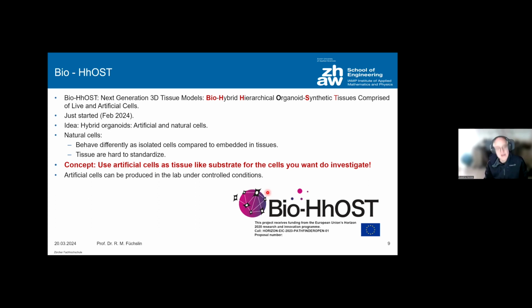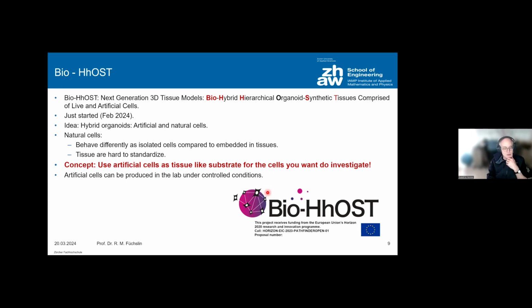Well, you could study tumor cells in a tissue environment, but that is, for another reason, not a very good idea, because it's very difficult to standardize tissues, and that means that the interpretability of your experiments is somewhat reduced. And so the idea of Bio-HhOST is we use our well reaction compartments that we have built up in ACDC, and we build a tissue-like environment which looks to the biological cells as if it were a tissue.